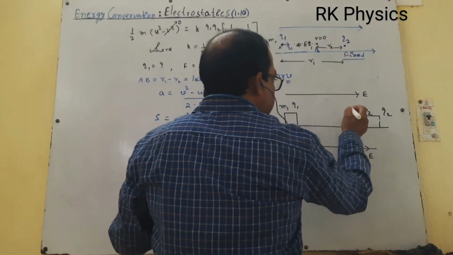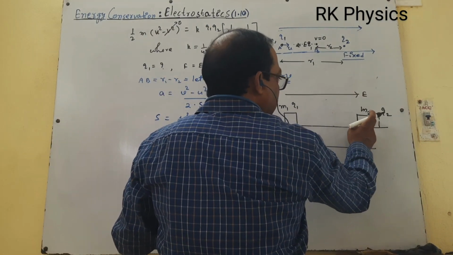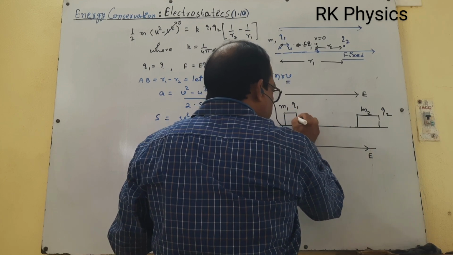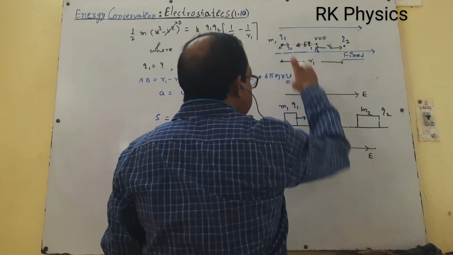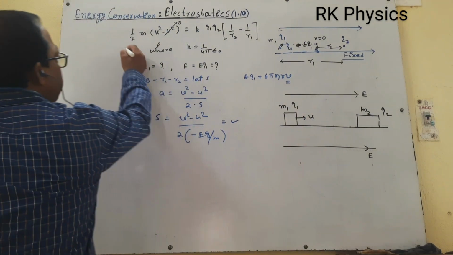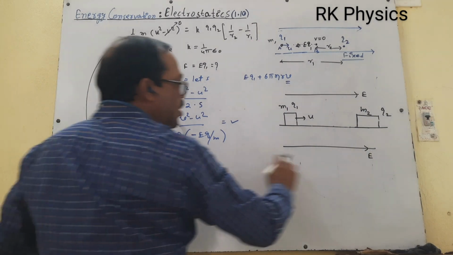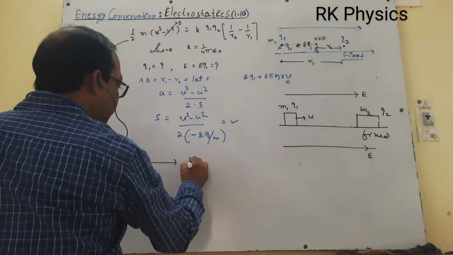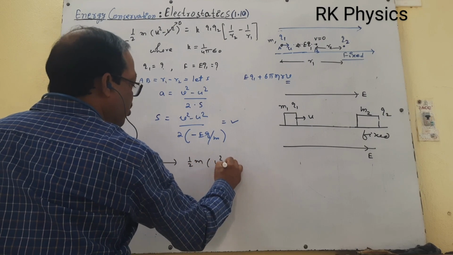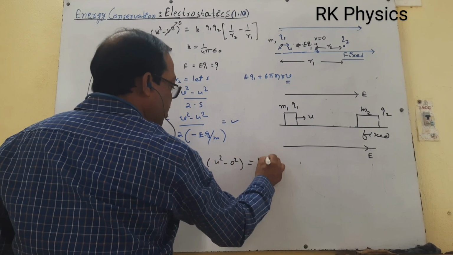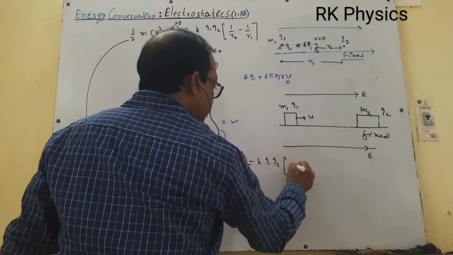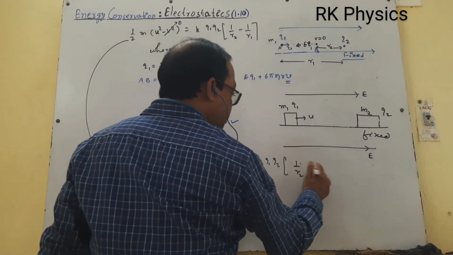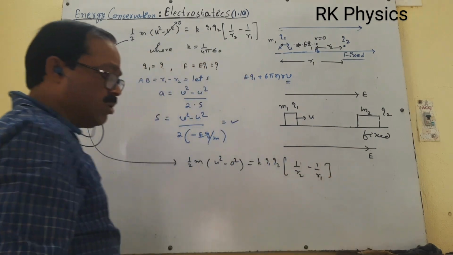Now, if the charge q1 is moving with velocity u like this, you can use the same formula. This is fixed, same thing. Then you write half m into u square minus 0 square, this is k q1 q2 divided by final distance minus initial distance. Same formula.